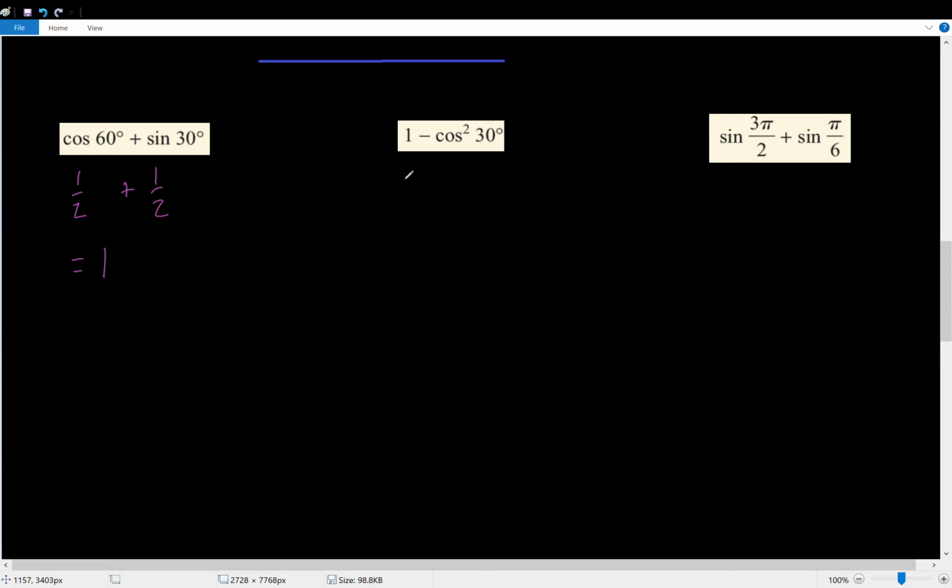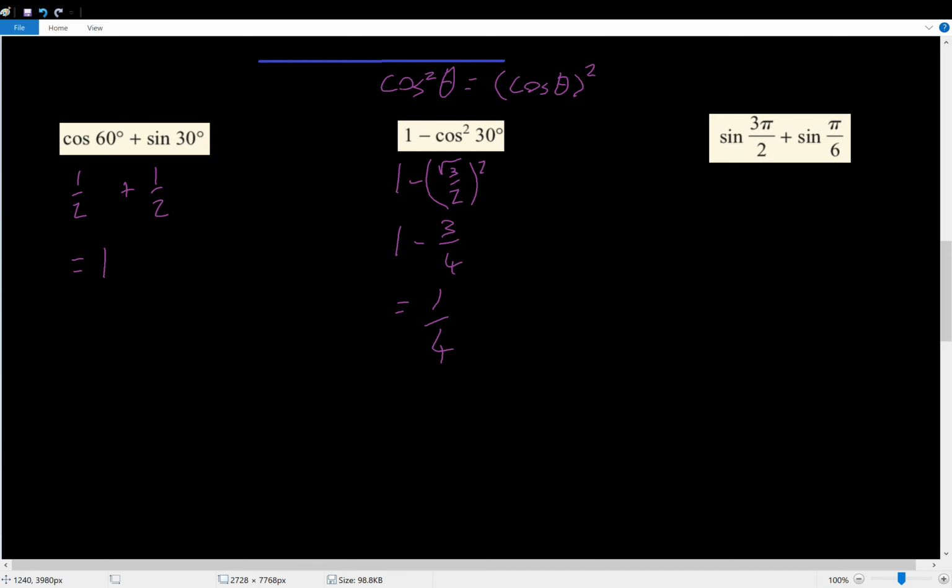And in this situation, we've got 1 minus cos squared 30. Just a point of clarification: cos squared theta is equal to the cos of theta squared. So this is going to be 1 minus the cos of 30 squared. The cos of 30 is root 3 over 2. And that's going to be squared, which means it's going to be 1 minus, and root 3 squared is 3, and 2 squared is 4, so it's 1 minus 3/4, so that's just equal to 1/4.